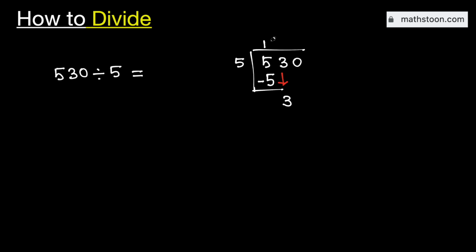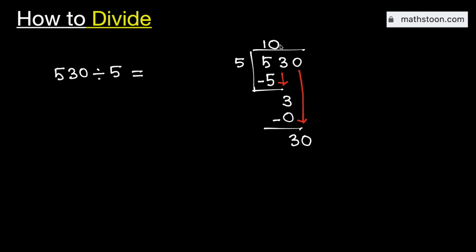We know that 5 times 0 is 0. Subtract, we get 3. But in this case, we will treat this 3 as less than 5. That is why we need to bring down this adjacent 0 here.